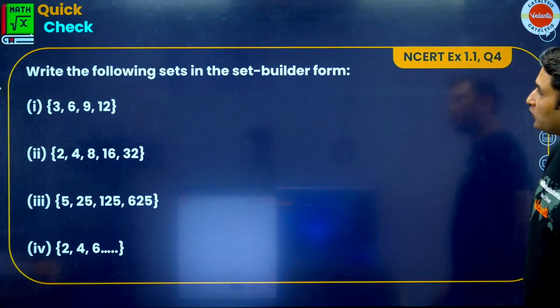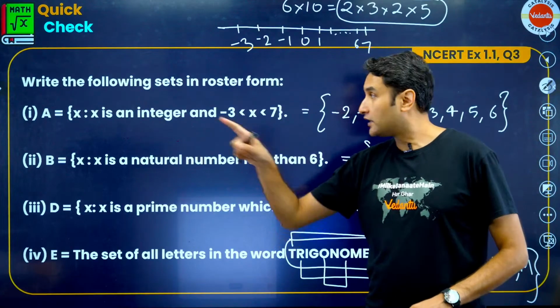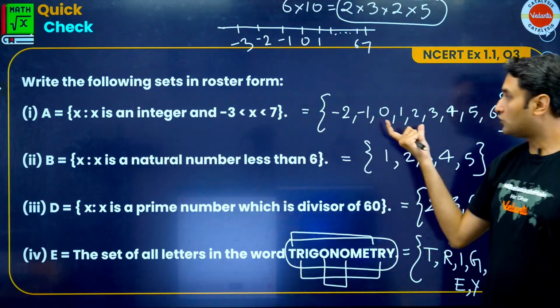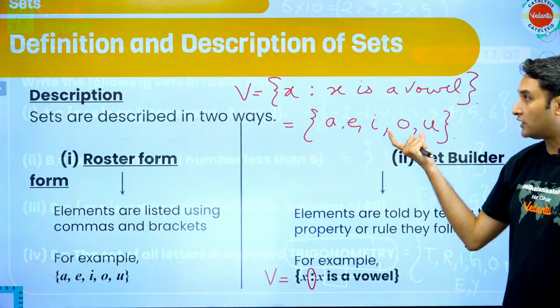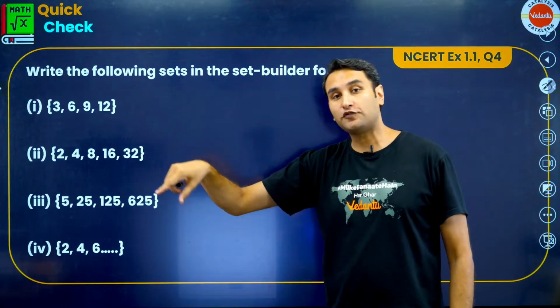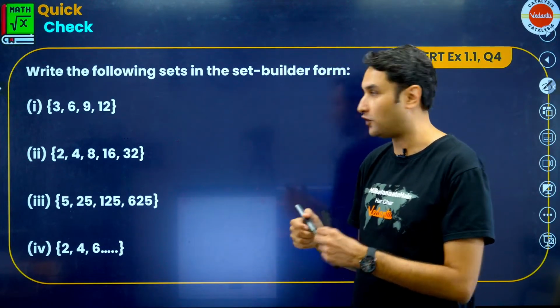Now, write the following sets in the set builder form. Now we are doing the opposite. What did we do here? This was a set builder form. You wrote it in the roster form. Now, what do you have? You have the roster form. Identify what is the rule, and then we'll write the rule in the set builder form.